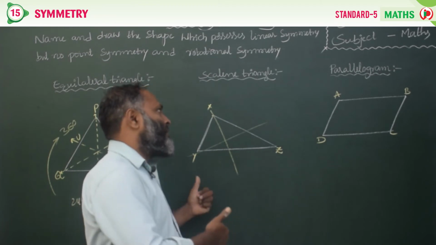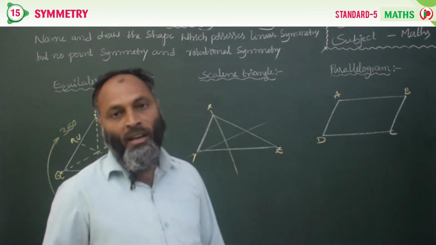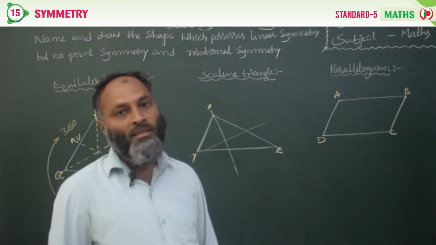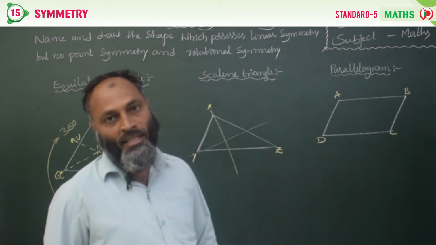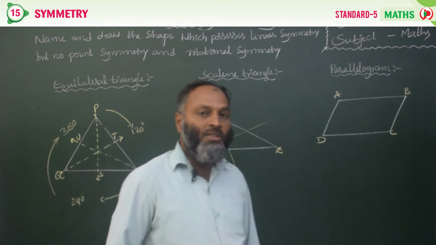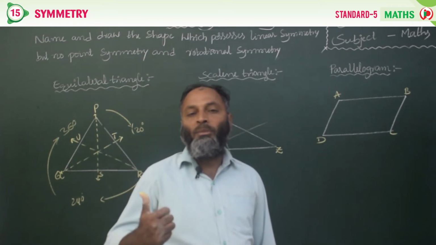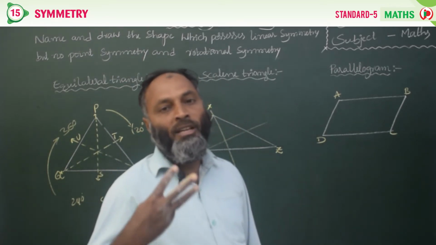Why? Because this scalene triangle has different lengths, all 3 side lengths are different: xy, yz and zx. So, that is why this scalene triangle does not have a point of symmetry, line of symmetry or rotational symmetry.